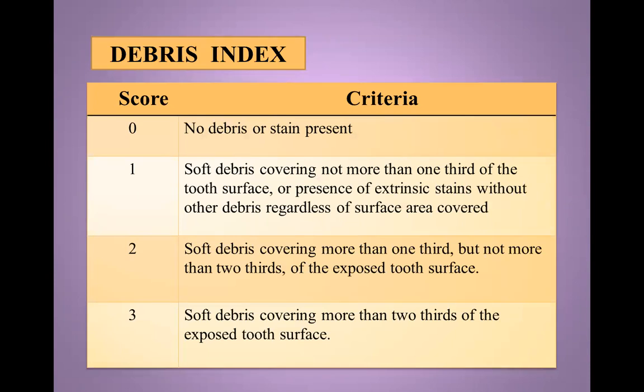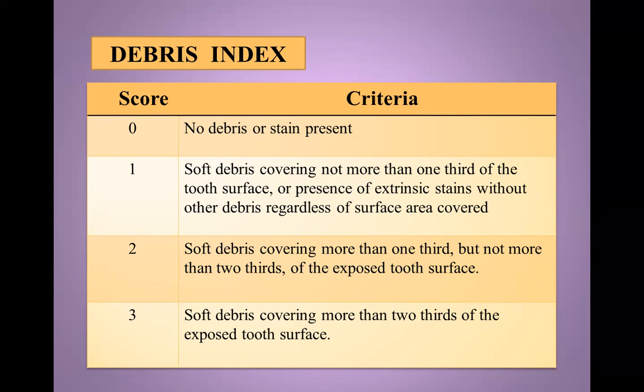Now, the debris index, the score and the criteria. Score 0: no debris or stain present. Score 1: soft debris covering not more than 1/3 of the tooth surface, or presence of extrinsic stains without other debris regardless of the surface area covered.